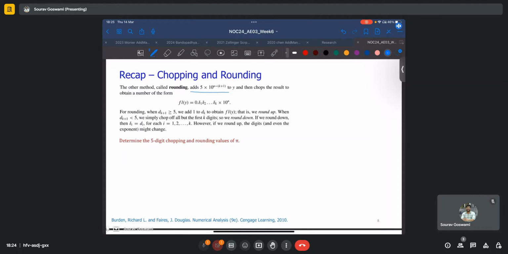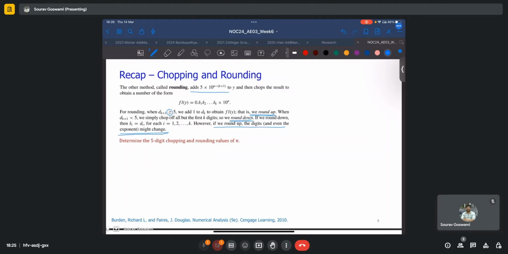Now, when rounding, if the next digit after the kth one, so digit k+1, is greater than or equal to 5, we add 1 to d_k to obtain the floating form, that is, we round up. And when it is less than 5, we simply chop off all but the first k digits, so we round down. So equality is taken care of here. When we are rounding down, all the digits till the kth one would be the same because we are not really caring what came after that. However, when rounding up, the digits and even the exponent might change.